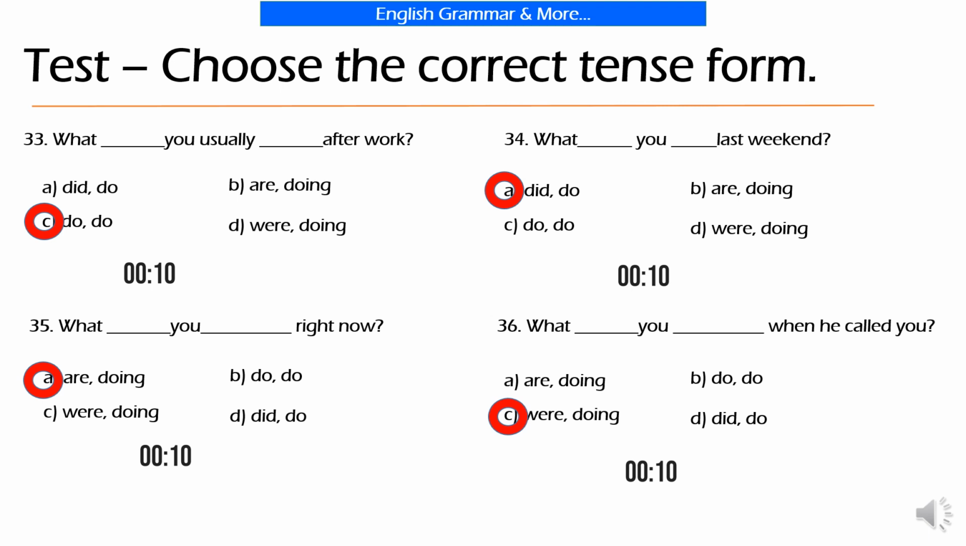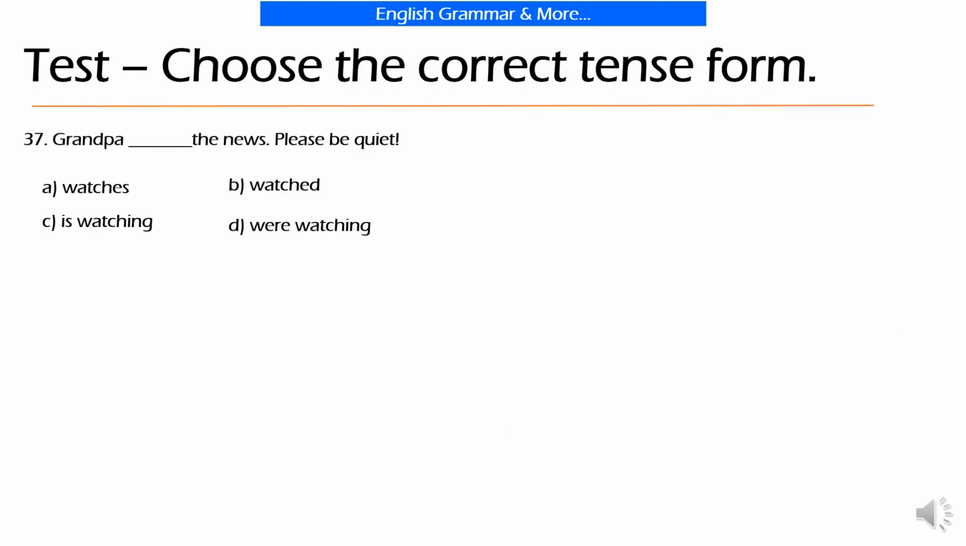The correct answer is C. What were you doing when he called you? Here we chose the past continuous tense form because the clause sentence in the past indicates the other action to be in the past and continuous form. Question 37.